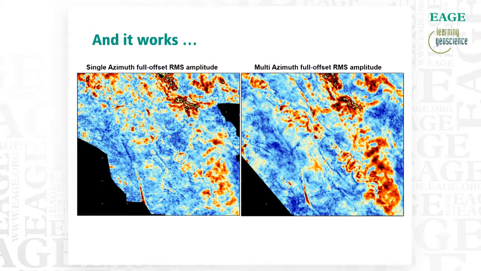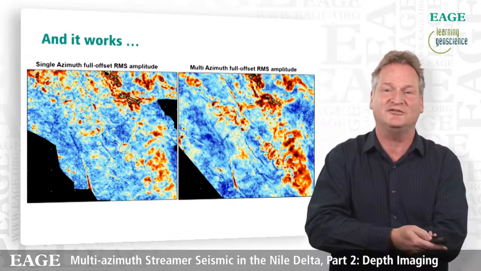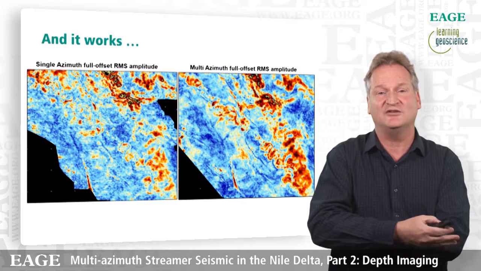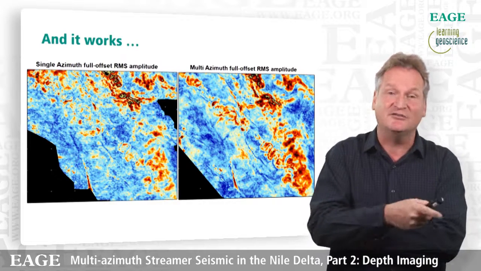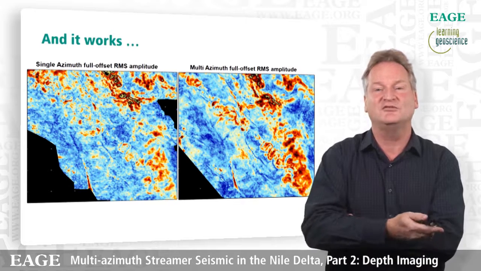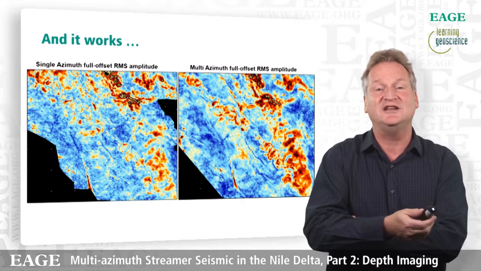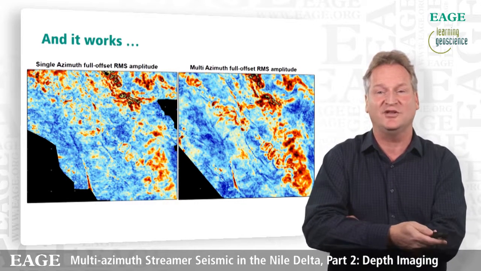And it works. So this is basically an image that I should have shown in part 1, but I saved it for part 2. On the left hand side you get a single azimuth amplitude extraction, and on the right hand side the multi-azimuth, so 6 azimuths put together. This is quite deep in the section, and you can see a distinct difference in the geologic features that you can identify. The meandering channel on the right hand side, you can actually see individual meanders going through, whereas on the left hand side you can just see hints of the fact that there's a channel system there.